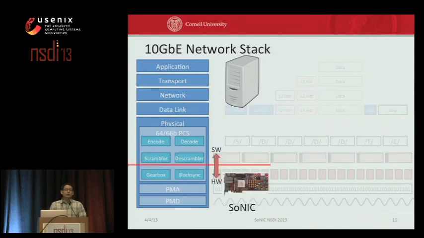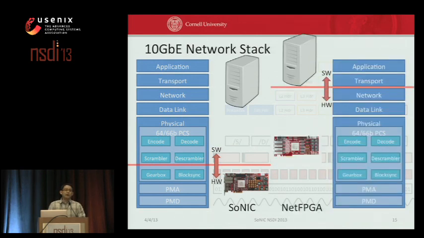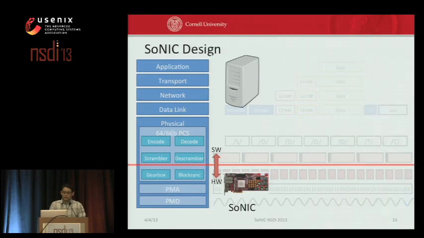So our goal is to push the boundary between software and hardware somewhere within the physical layer so that we can keep information, such as idle characters, in software. As a comparison, NetFPGA, a network research platform, tries to implement as many functionalities as possible in hardware, which is exactly the opposite direction of SoNIC. So our approach in designing SoNIC is to separate what is sent in software and how it is sent in hardware.